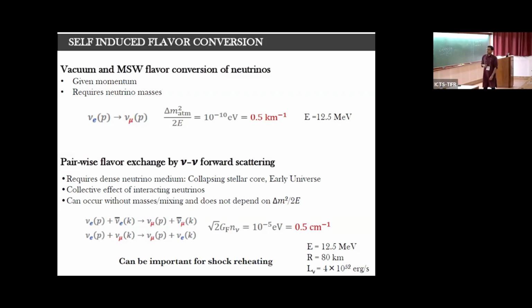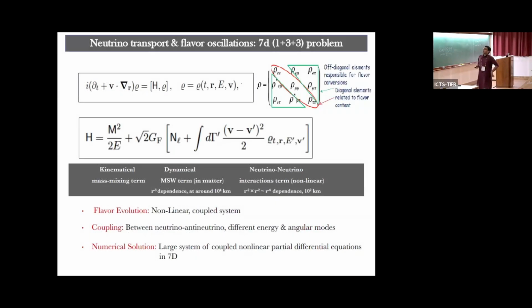This is of the order of 0.5 centimeter inverse, and as we realize, this can actually happen very close to the neutrinosphere, behind that stalled shock, and can be important for shock reheating. And this was our system in 1 plus 3 plus 3, the 7-dimensional system.